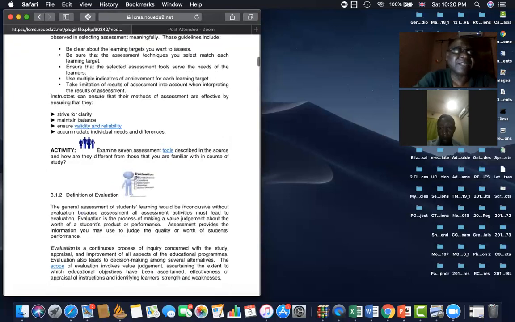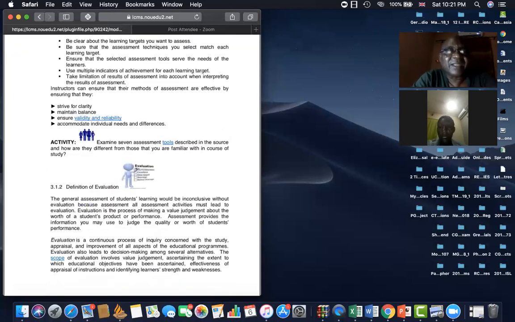Now there's an activity here. You have to examine 7 assessment tools. Yes, that was where I have a question, sir. When they said 7 assessment tools, when I looked at it, we're not given any assessment tools. So am I to research for assessment tools? Because we're not given any in the write-up. The tools are supposed to have a hyperlink, but it's not working. Do you have it working on your own? No, it did not work on mine too. Okay, then that means there is an error.